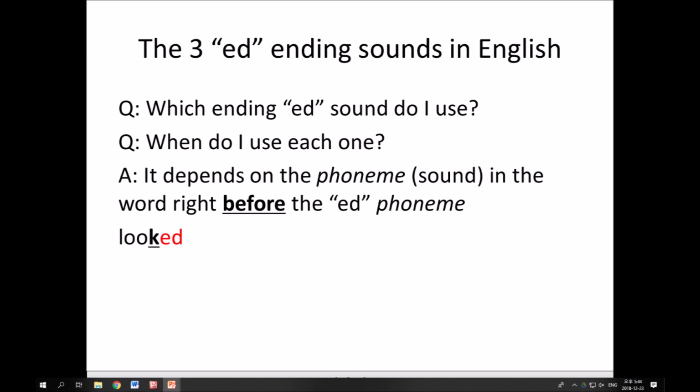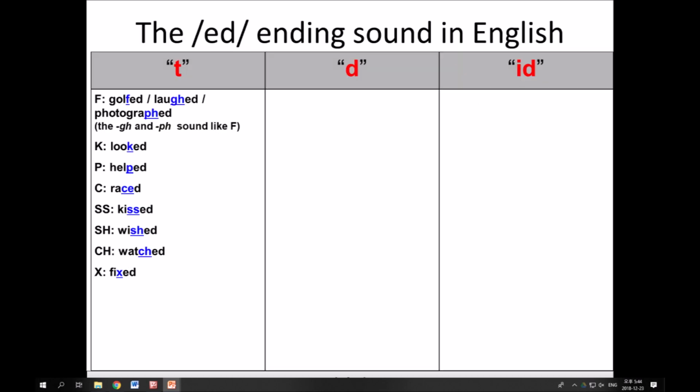Okay, so again, let's take a look at the 3 words. We have looked. So here there's the K sound right before the ED ending. And called. So here we have the L sound before the ED ending. And waited. And here we have the T phoneme, or the T sound, right before the ED phoneme, or the ED sound. Okay, so really it depends on which sound comes before the ED sound, and here we have a chart.